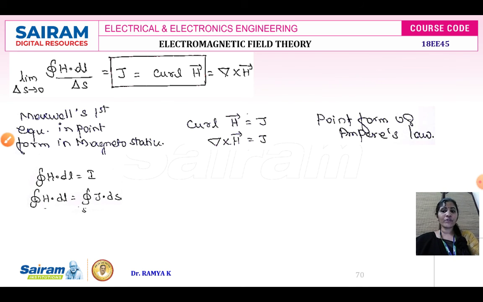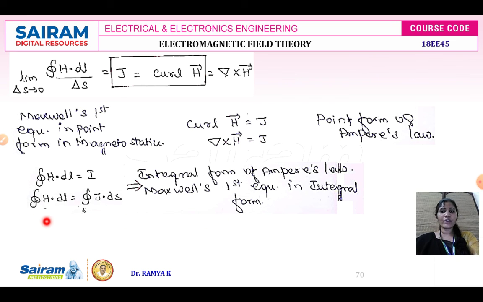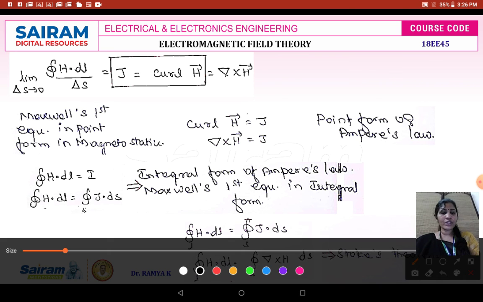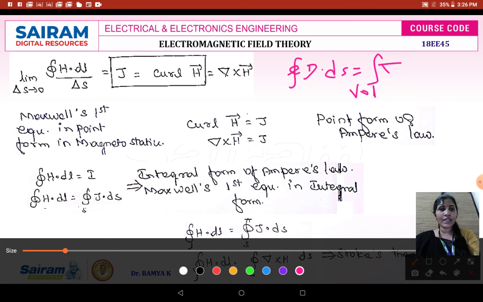Now this is the point form of Ampere's law, and if you look at this equation, we are converting a line integral to a surface integral and a surface integral to a line integral. This is Maxwell's first equation in integral form, and this theorem is called Stokes theorem. So when you check here, H dot dl equals curl H dot ds. Gauss's divergence theorem states that the integral of D dot ds over a closed surface is equal to the integral over the volume. Just by adding divergence, we can convert this to a volume integral.